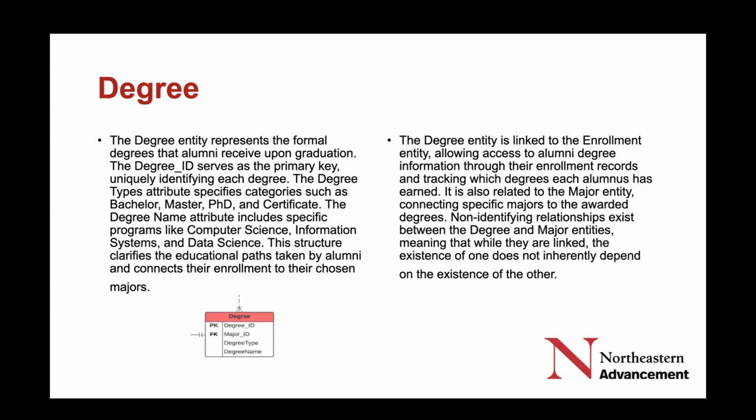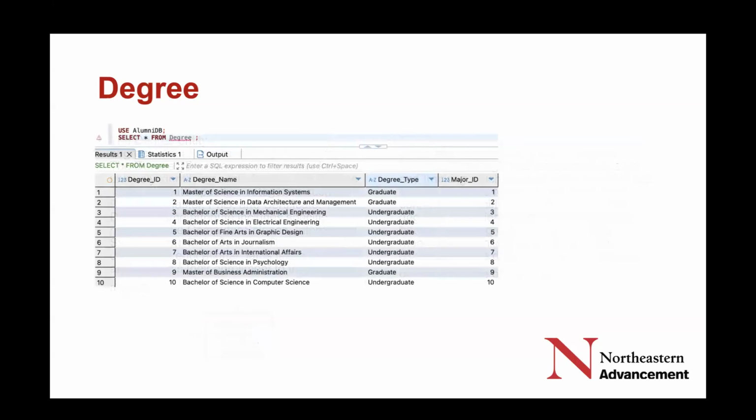So one alumni with a degree can enroll in one or many courses. At the same time, somebody having a degree can have only one major. So this is another important thing. So it's also related.